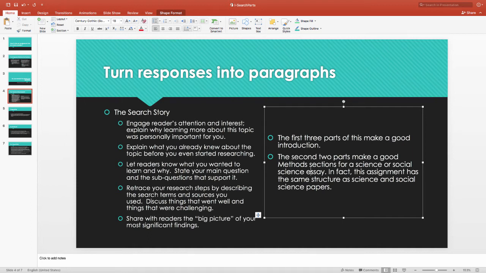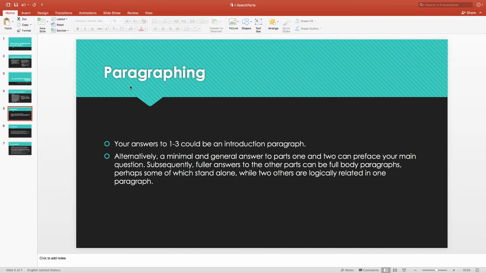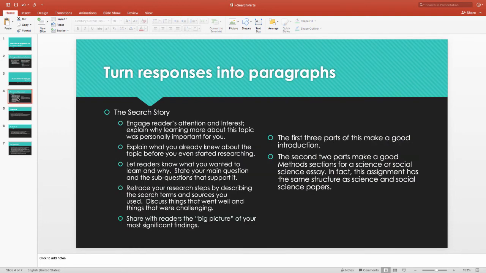Okay, so as I said, the first 3 parts make a natural introduction, and the second 2 parts make a natural methods section. This is how science papers and social science papers are written. They tend to have an introduction, and then methods is the first body part. Okay, about paragraphing. Your answers to 1 through 3 could be an introduction paragraph, or alternatively, you could give a minimum and general answer to parts 1 and 2 back here, right? These two.